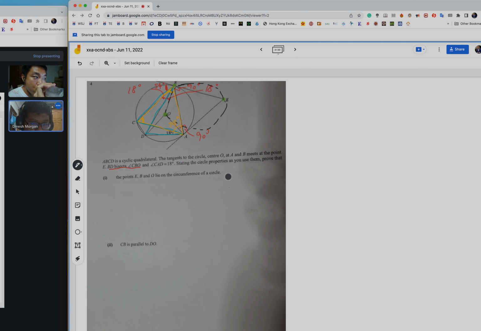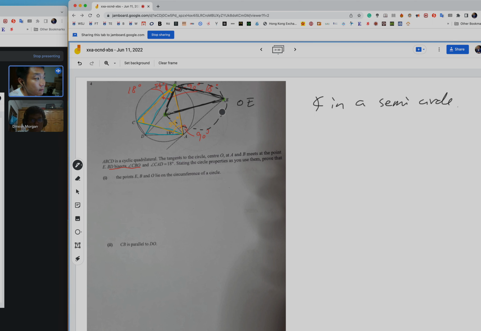Okay. So in order to be on the circumference of the circle with 3 points, right? Then how? Is this the diameter? OE, yes. If you can prove OE is the diameter, then I think you can prove that because this is a right angle, right? So this is the angle in a semicircle. Remember that? Therefore, these 3 points have to be on the circumference of the circle.